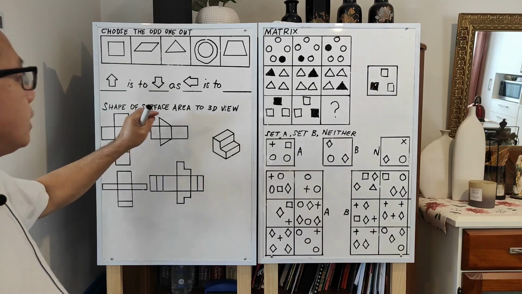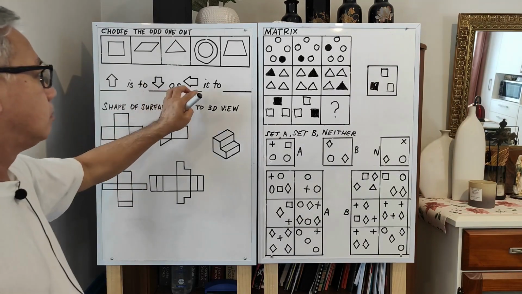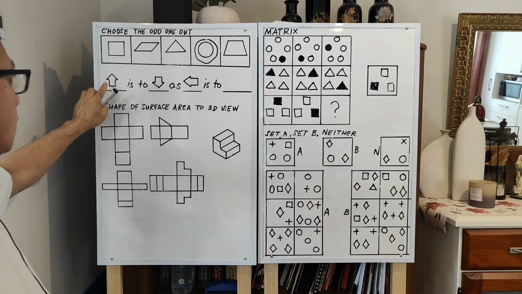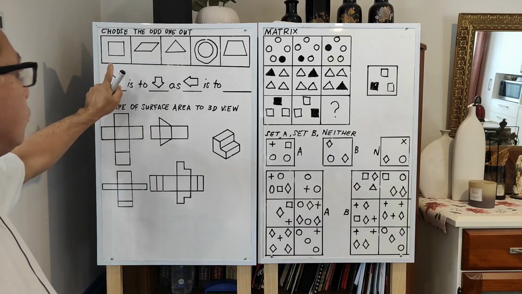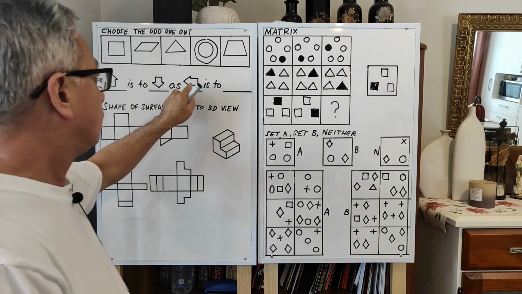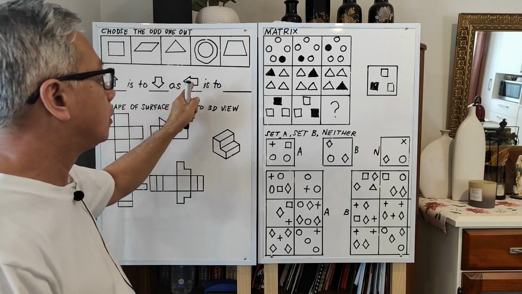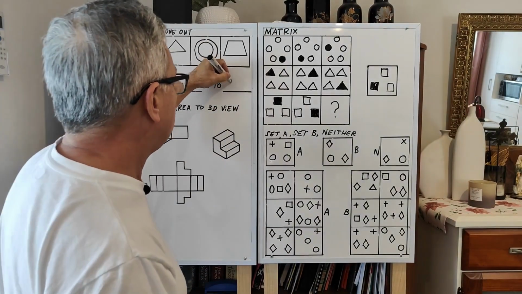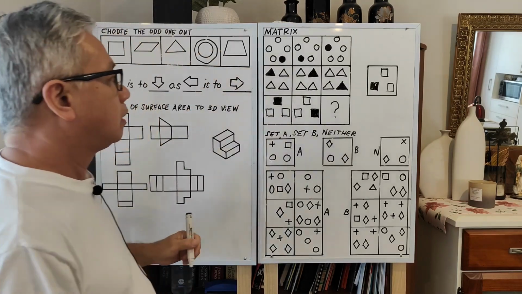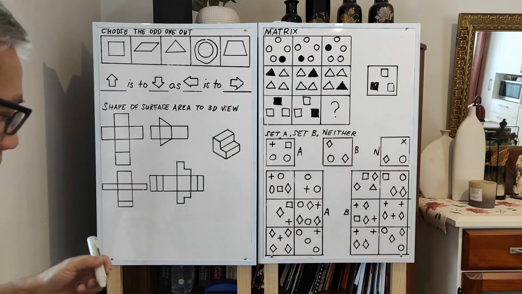So another example is blank is to blank as blank is to blank. In the first drawing, the arrow is pointing upwards, and then it went downwards, so it went opposite. So this one would also be going in the opposite. What you will be looking for in your answer will be an arrow going in the opposite direction.